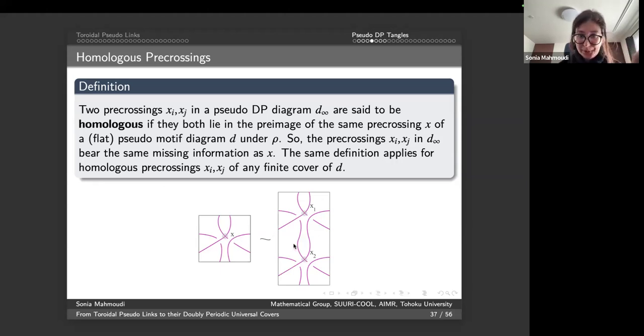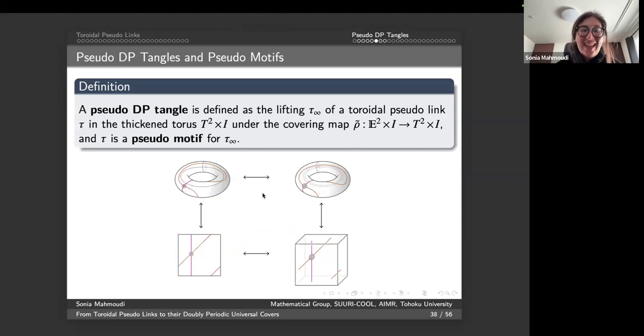This notion of homologous pre-crossing is very important when we want to discuss later the interest of finding a kind of minimal motif, with eventually a minimal number of crossings, that will correspond to the same doubly periodic structure. So it means that if we don't have homologous pre-crossing, we cannot quotient the motif into a smaller one at some point. So this is an important notion.